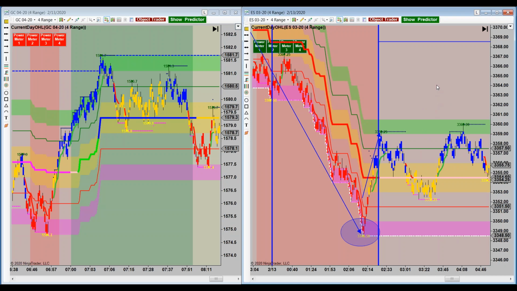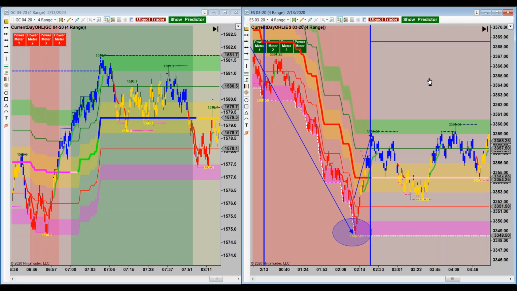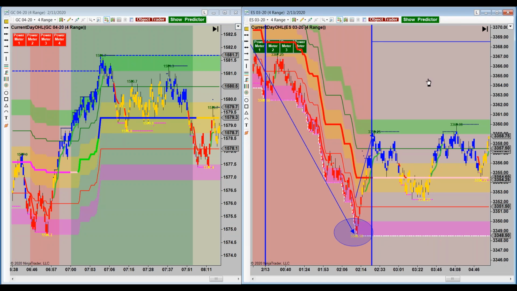Did the background color change to green? You don't see red bars stair-stepping down with a red background anymore, do you? You see a green background with blue bars and yellow bars starting to stair-step up, right? See it? That's a telltale sign of an uptrend. Green background, solid green.